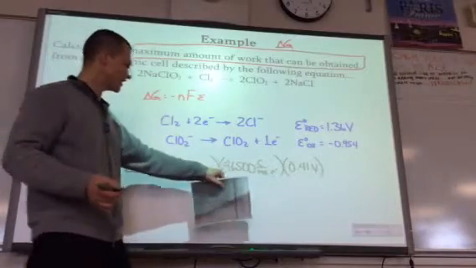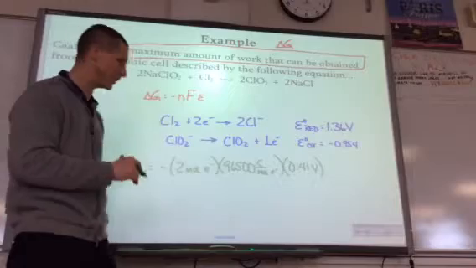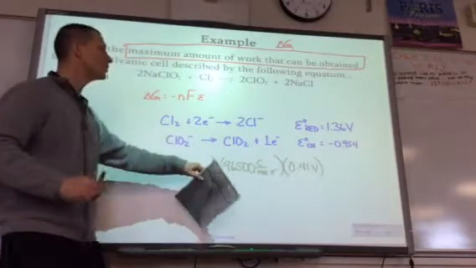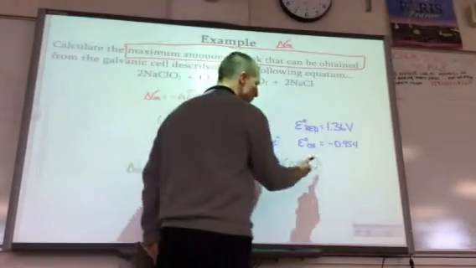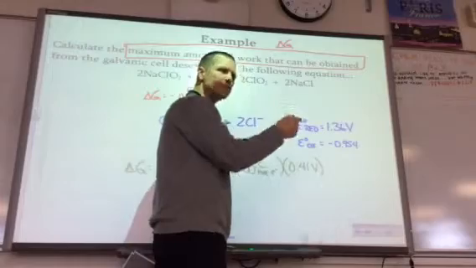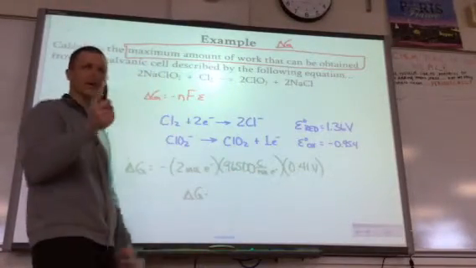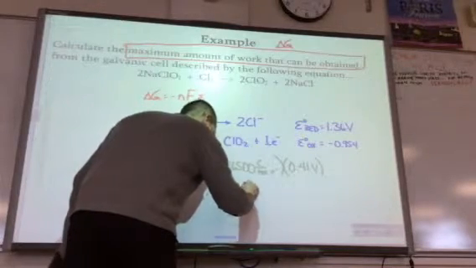I used 96,485 when I calculated, so I got negative 79.9. So we may be off by a little bit. Oh, and by the way, this gives you joules. I'm using kilojoules. The volt, remember, is joules per coulomb. That's how they canceled. So yeah, you get 79,000 something, and I just rounded and cut that down to kilojoules, 79 kilojoules. Negative.